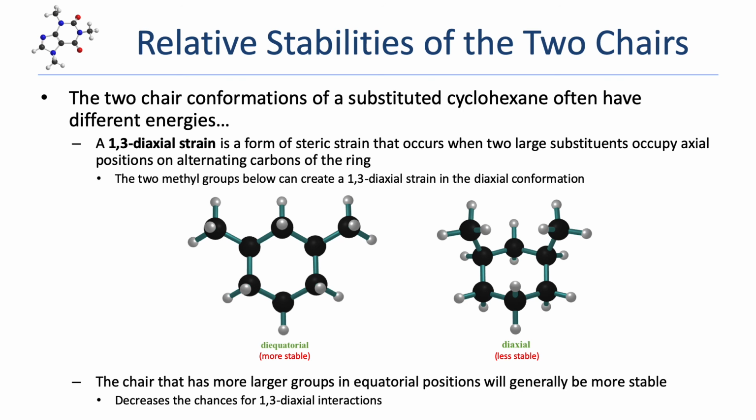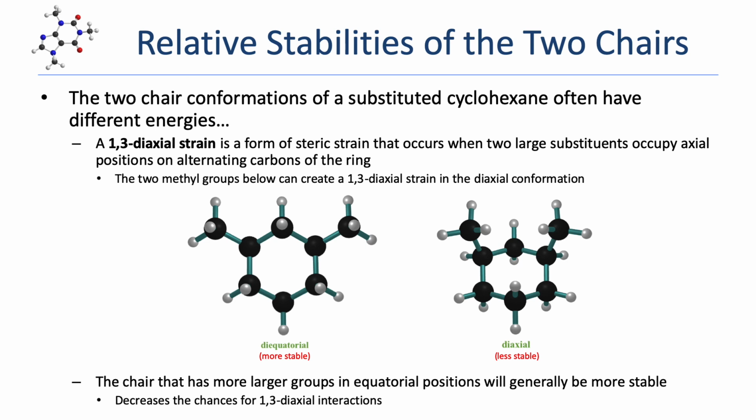It turns out that when larger groups occupy axial positions, they can introduce a new form of strain called 1,3-diaxial strain. And 1,3-diaxial strain is really just a special form of steric strain. Remember, that's just when big groups get in each other's way. If you look at the diaxial conformation of this disubstituted ring, you can see that the methyl groups in the axial positions get really close together in space. Whereas in the diequatorial conformation, those 2 methyl groups are pointing in opposite directions. They're very far away from each other.